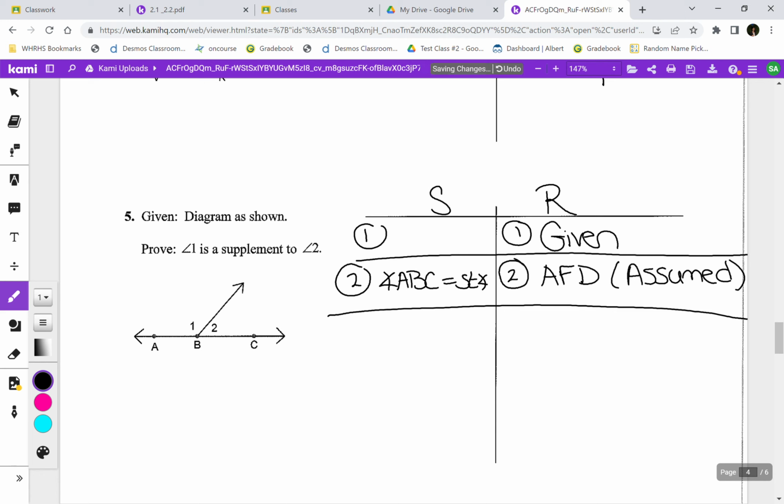All right, so here we have angle ABC is a straight angle. Now can I say angle 1's a supplement to angle 2? Yes, so statement 3 is angle 1 sup, angle 2, I shortcut it. And our reason is what reason here? Adam? Def of sup, you got it.